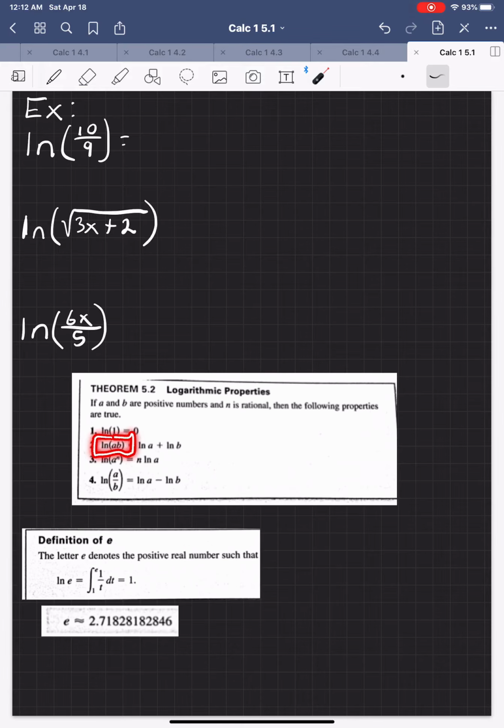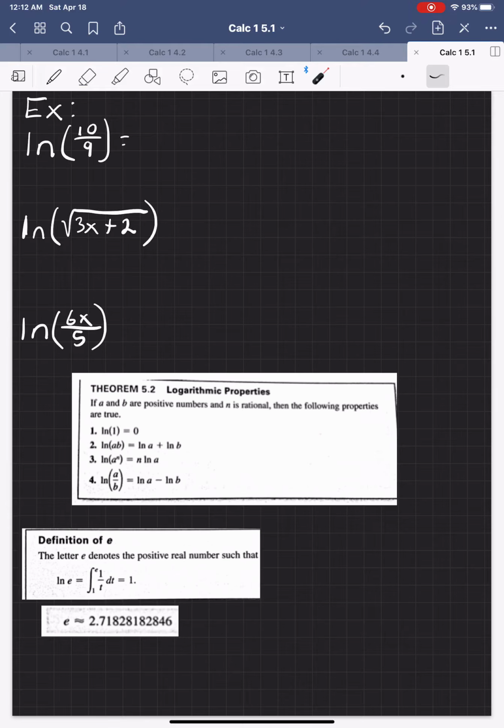Ln of AB is just simply equal to ln of A plus ln of B. Again, don't gloss over these, because you're going to need the log properties to do the calculus of logs. So the product rule says ln of A times B is equal to ln of A plus ln of B. You can go forward or backwards here. The quotient rule says ln of A over B is simply equal to ln of A minus ln of B.